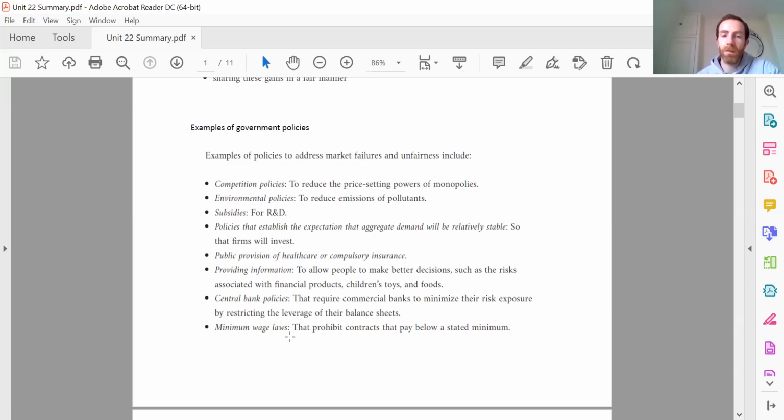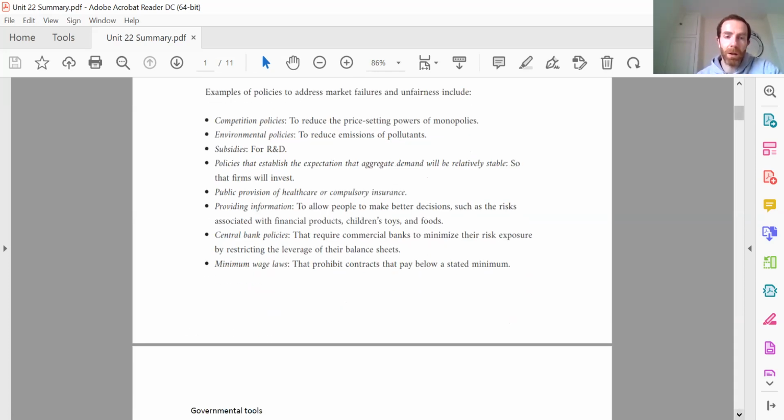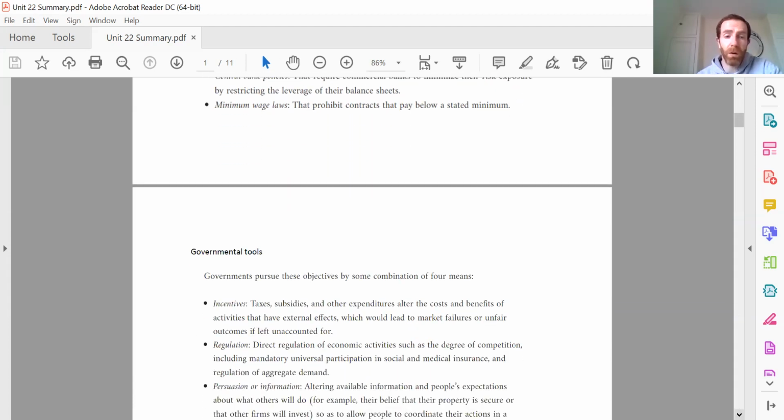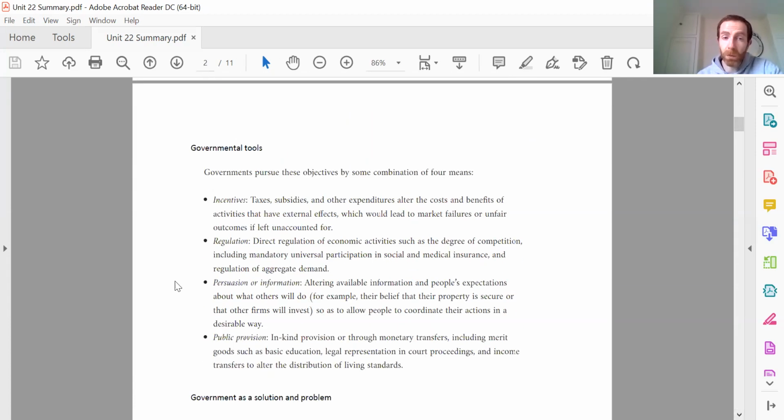Minimum wage laws, another thing to try and protect maybe workers. So those are some of the policies. What are the tools government have? Well, very broadly, incentive systems. So using taxes in particular ways or subsidies in particular ways might encourage people to act in a particular way. And so you can not force people, but just try and give them a bit of a reason to do what you think will be beneficial.